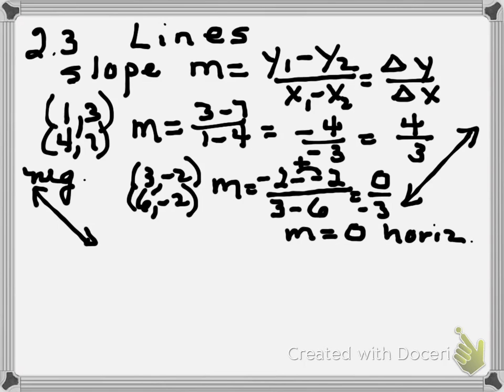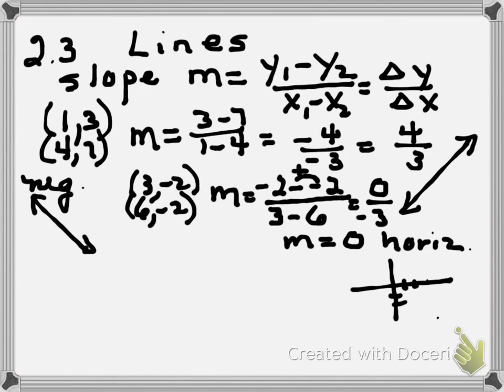If I took a look at those 2 points, I have the point (3, -2), and I have the point (6, -2). They lie on a horizontal line. So positive slope is from lower left to upper right. Negative is from lower right to upper left. Horizontal has a slope of 0. And a vertical line has no slope.